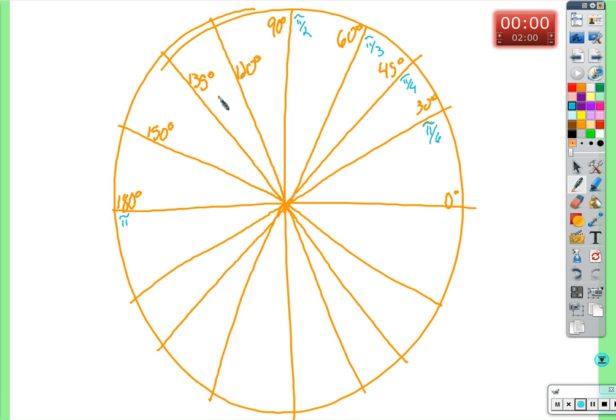If I went all the way to pi, how many pi over 3s would that be? 3 of them. Pi over 3 is a third of the way to pi. It's pi divided into 3 pieces, just like 180 divided by 3 is 60. So we go pi over 3, and another pi over 3, that'll give you 120. That's 2/3 of pi, 2 pi over 3.